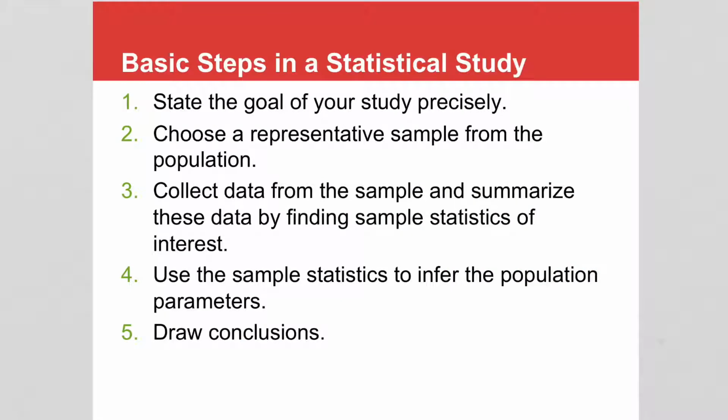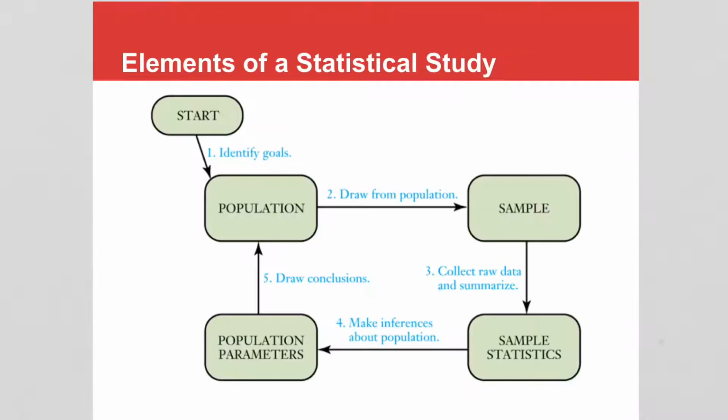Basic steps in a statistical study. First, you state the goal. Second, choose a representative sample from the population. When you choose a representative sample, like if you're sampling all of the United States, you're not just going to sample the women, okay? You would want women and men, for example. Unless you're only looking at something that has to do with women, of course. Third, collect data from the sample and summarize these data by finding sample statistics of interest. Fourth, use those sample statistics to infer the population parameters and draw conclusions.